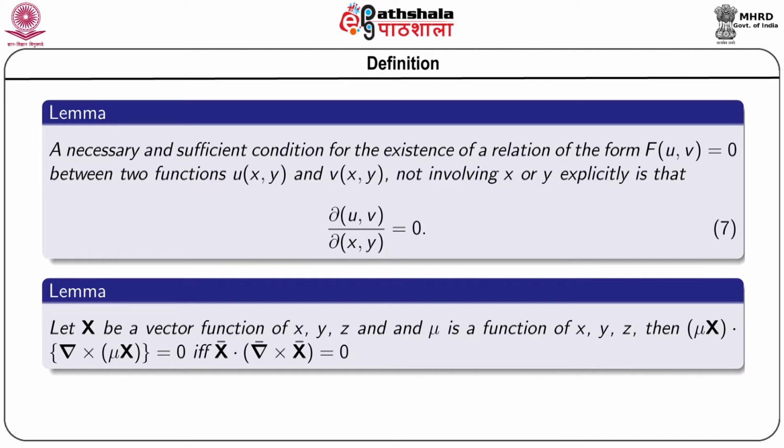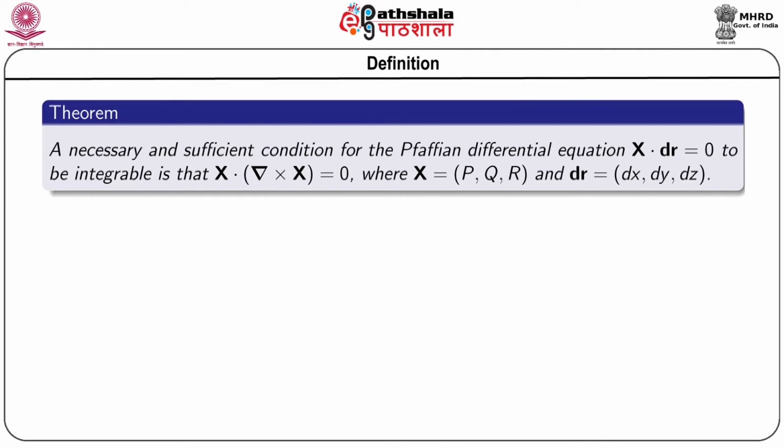Let X be a vector function of x, y, z and mu a function of x, y, z. Then mu X . curl(mu X) = 0 if and only if X . curl X = 0, and this lemma can also be proved very easily, and the proof is also given in the study material. These two lemmas are very important to prove the theorem which is stated here, and this theorem is very important in the sense that it gives the necessary and sufficient condition for the Pfaffian differential equation to be integrable.